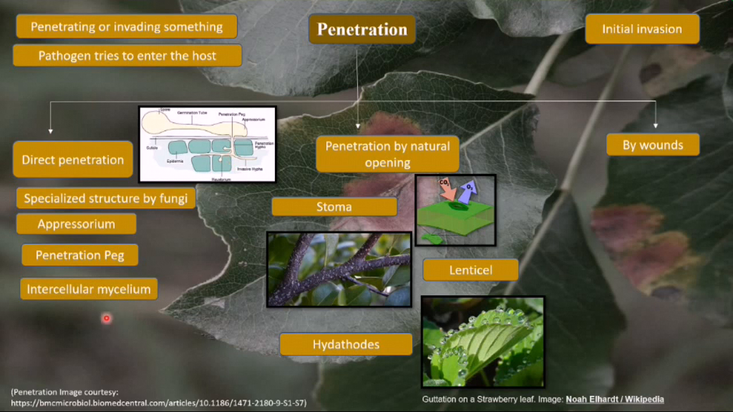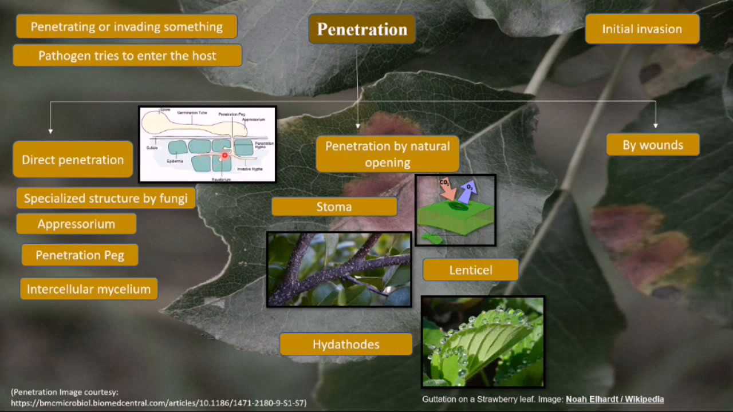Then the next is intercellular mycelium. Now what is intercellular? When something is present between two cells, it is called intercellular. Mycelium is a vegetative structure of fungi. It is also called hypha. When it is single, it is called hypha. When it is many, then it is called mycelium, right? So when these hyphae or mycelium are present between two cells, it is called intercellular mycelium.